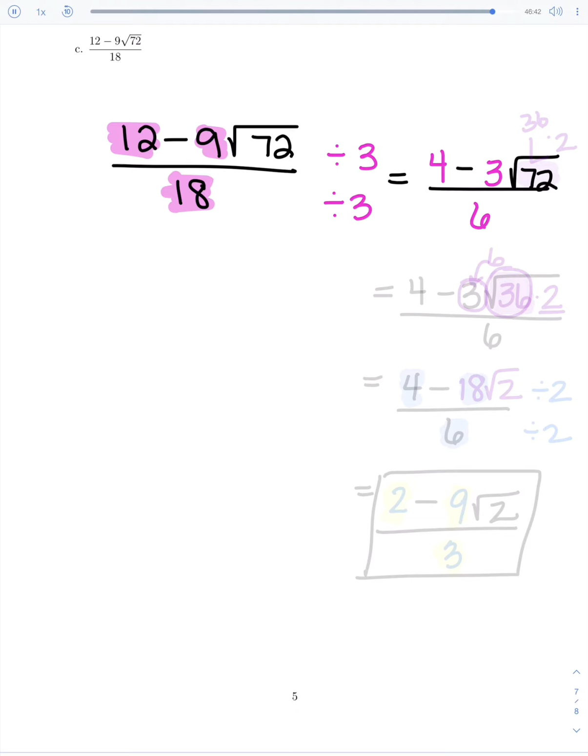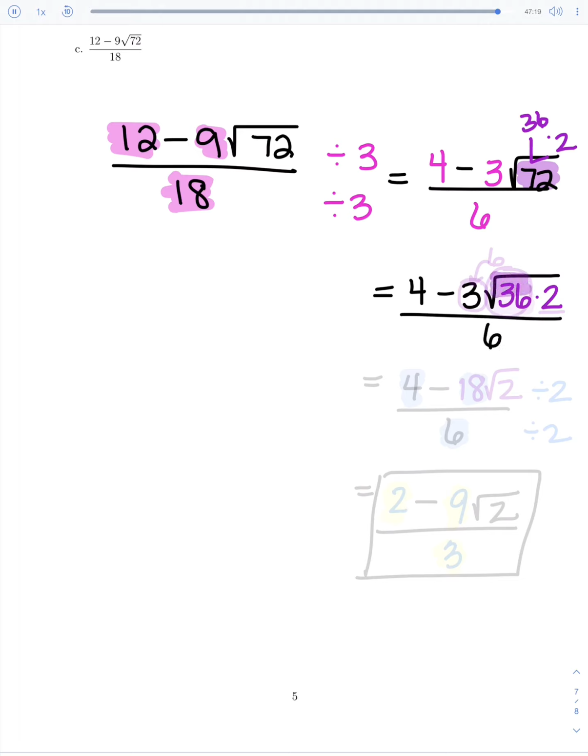Now, you've got the right idea and you're very close at this point. The problem is you are not done with the 72. The 72 is a square root that can actually be broken down. Remember that 72 is 36 times 2, so we can rewrite that. So let's do that. We can rewrite as 4 minus 3, and then the square root of 72 we just said was 36 times 2. Let's leave everything else alone for now, over 6.